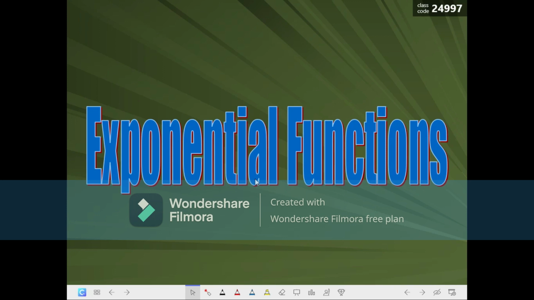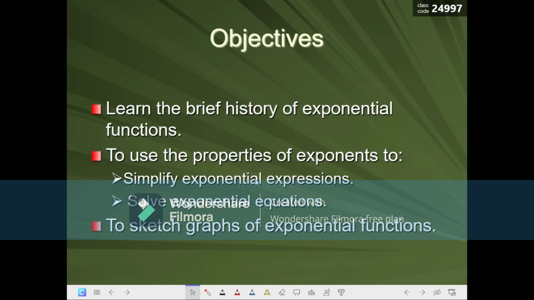So we have here exponential functions. We are done discussing functions and inverse functions. Now we are going to move on to exponential functions. Now we have here the objectives.